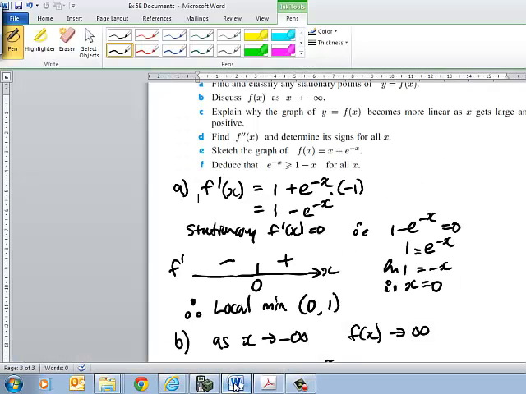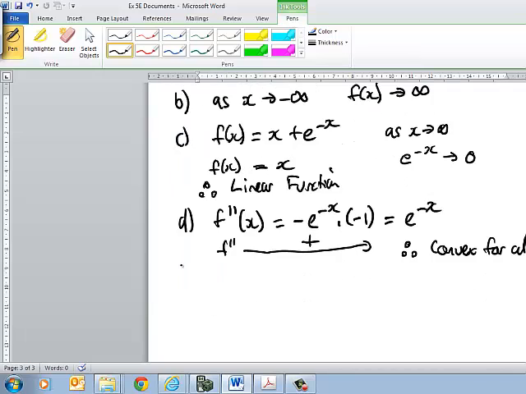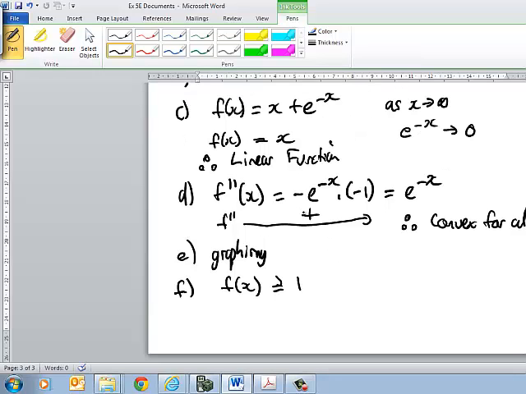The last part of this question asks us to deduce that that is actually the case for all of x. Now we know our local min for that. That was part E, graphing it, and you can do that yourself. For part F, we have to deduce that, so we know that for this function f(x), our local min is at 1. So we know that f(x) is always greater than or equal to 1. Therefore x plus e to the minus x is always greater than or equal to 1. And so we can rearrange that and say e to the minus x is greater than or equal to 1 take x.